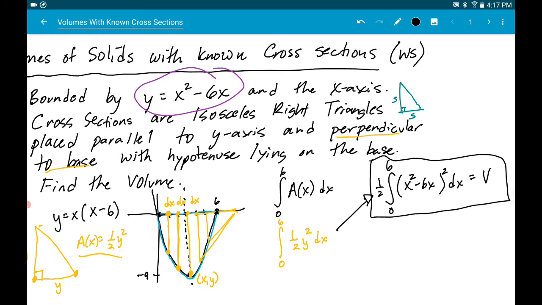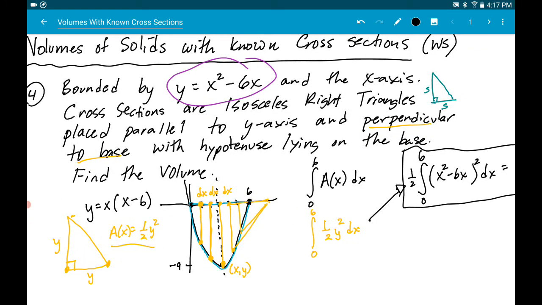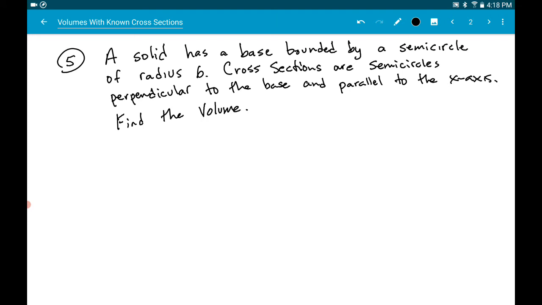All right, you can pause it and kind of regroup, go back if you want, but let's look at another one. So number 5 on the same handout, it says a solid has a base bounded by a semicircle of radius 6. All right, so let's just kind of sketch in a semicircle. It's not much, but I can do better. So this is supposed to be 6 up here.